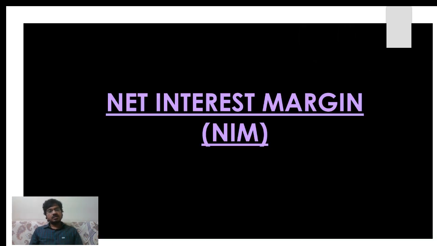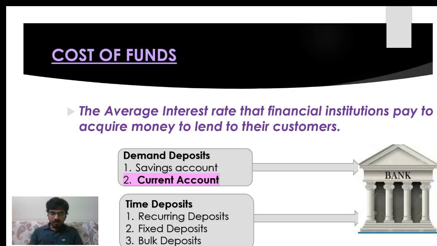Next thing is net interest margin. This is the one criterion, or parameter, which defines whether the bank is healthy enough or not, whether it will go bankrupt or not. Let's see. In net interest margin, we have two branches. One is cost of funds, and the other one is yield, or yield income. First, we will see the cost of funds.